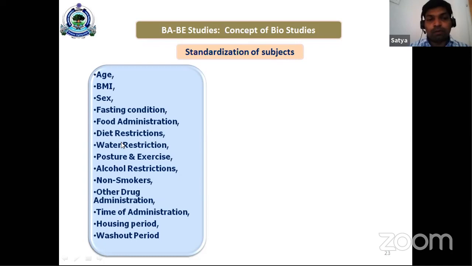These are typically derived from the guidelines. And postural exercise really impacts drug metabolism, so it should be standardized. And alcohol restriction, typically non-alcoholics should be included in the trial. And non-smokers, regulators definitely say that non-smokers should be in the trial. And other concomitant medication should not be taken in the BE studies. And time of administration, if the protocol says the drug needs to be administered in the evening, then you go for evening administration, or morning, then go for the morning. So these are the needs for housing.